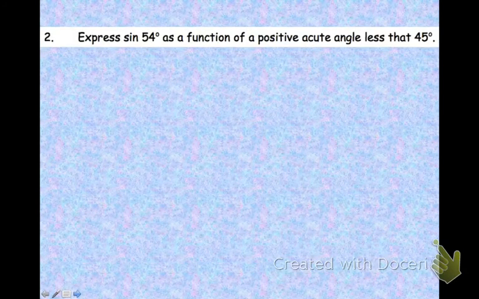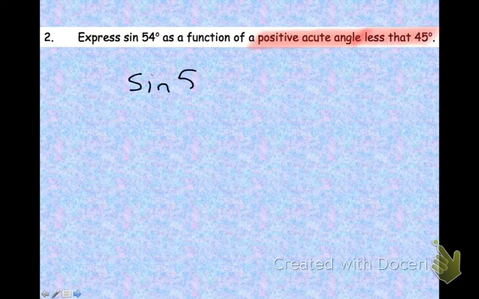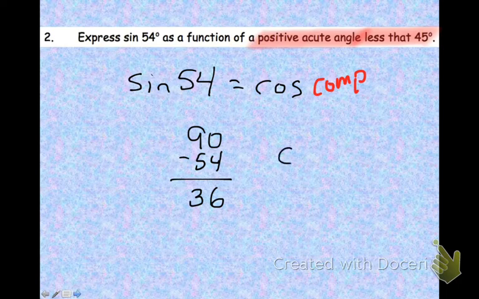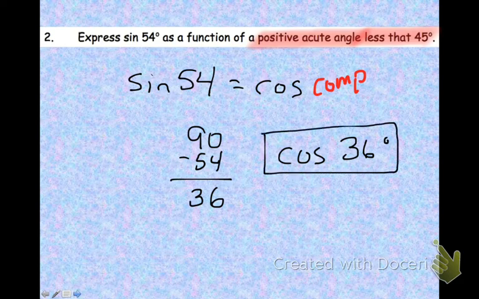Example 2. Express sine of 54 as a function of a positive acute angle less than 45 degrees. Well, sine of 54 is going to equal the cosine of the complement. So what is the complement of 54? Well, 90 minus 54 is going to be 36. So sine of 54 is equal to the cosine of 36 degrees. So that is a function of a positive acute angle that's less than 45.